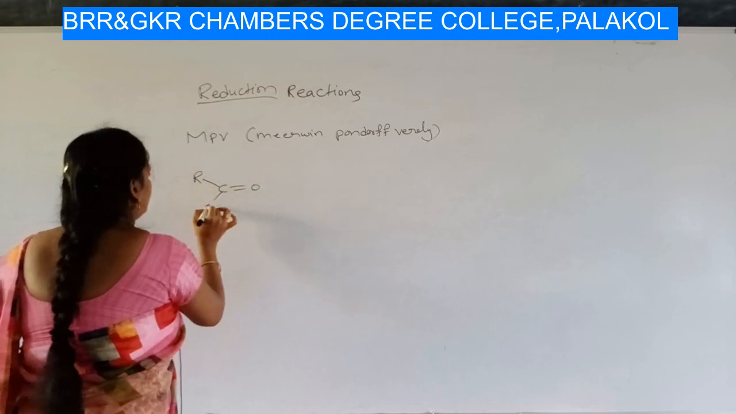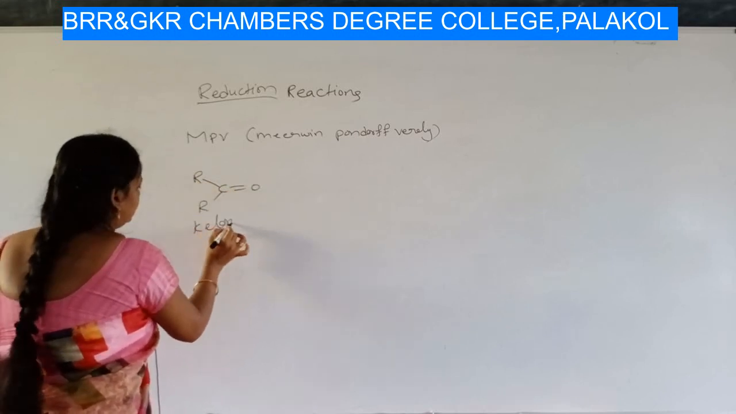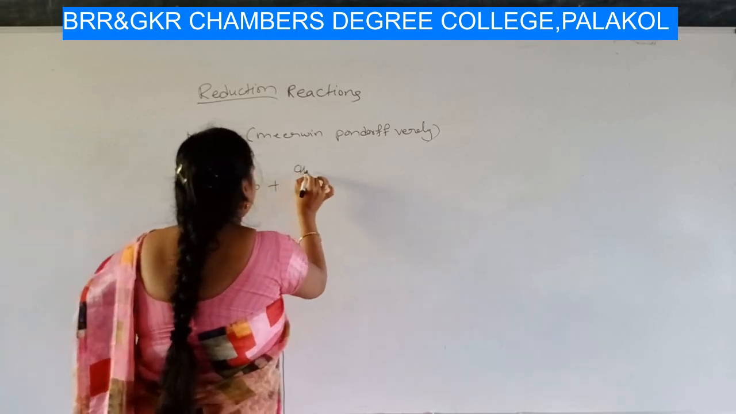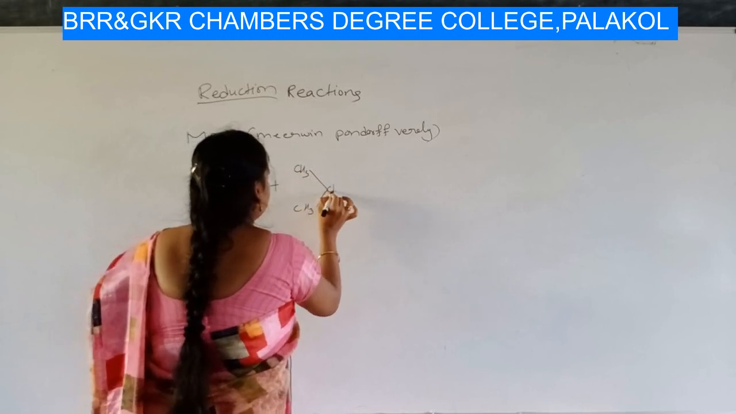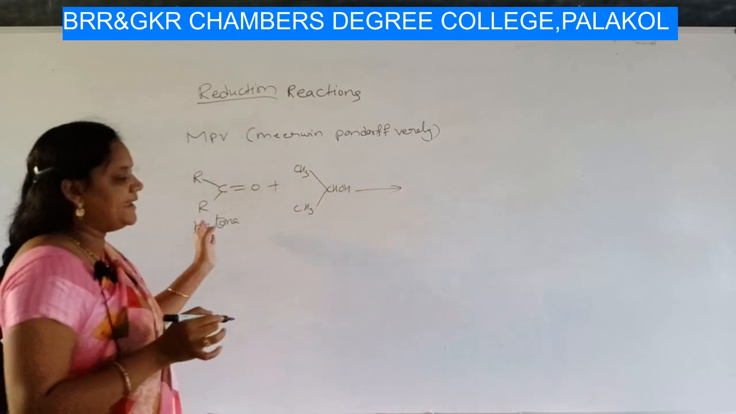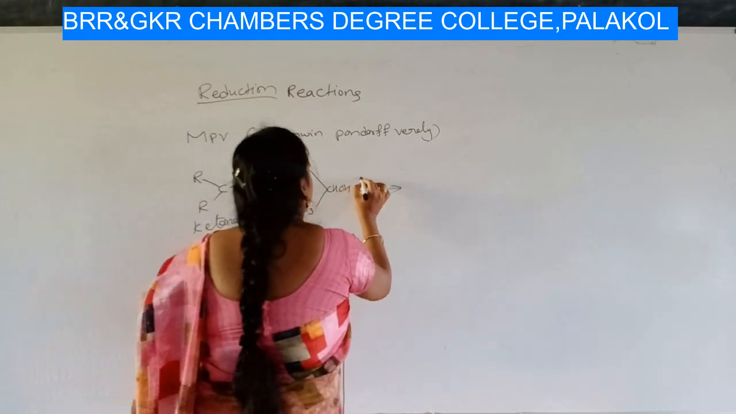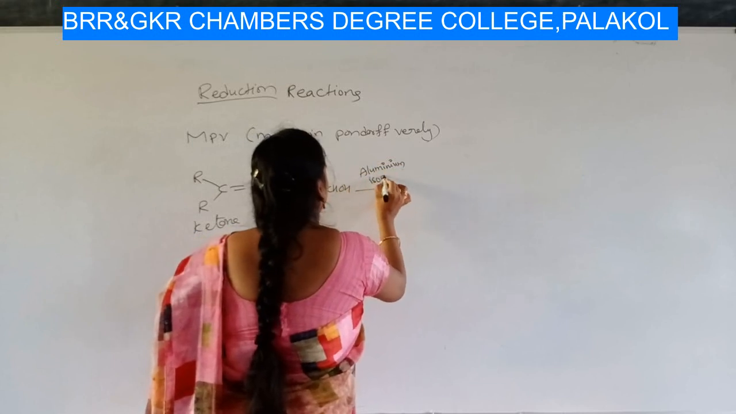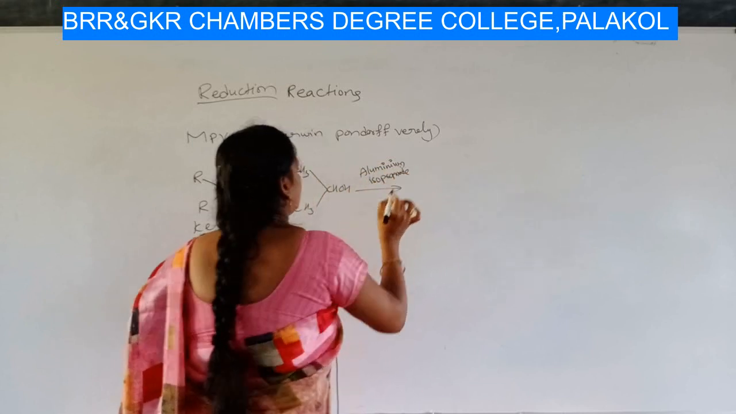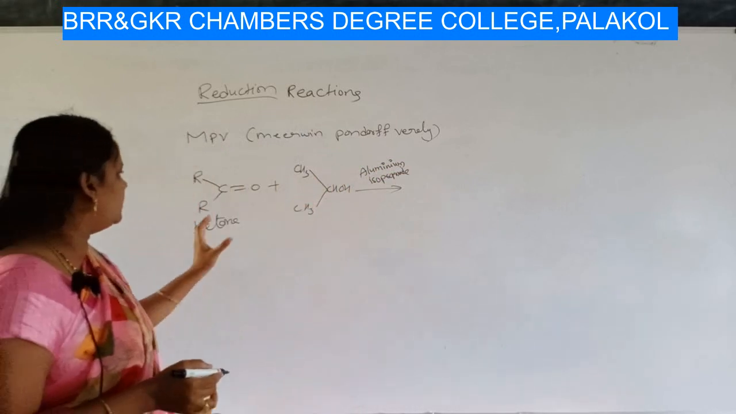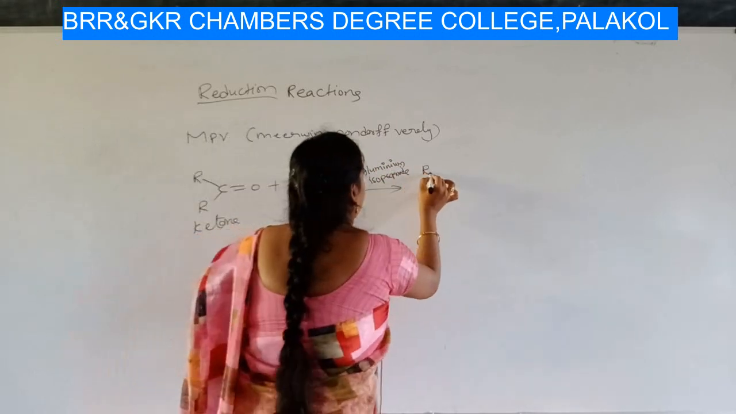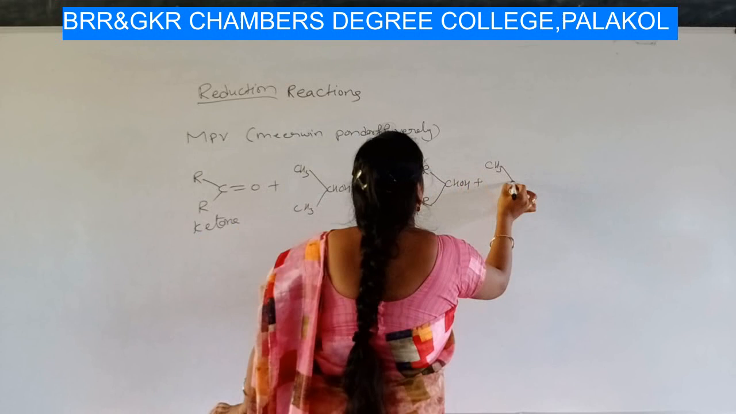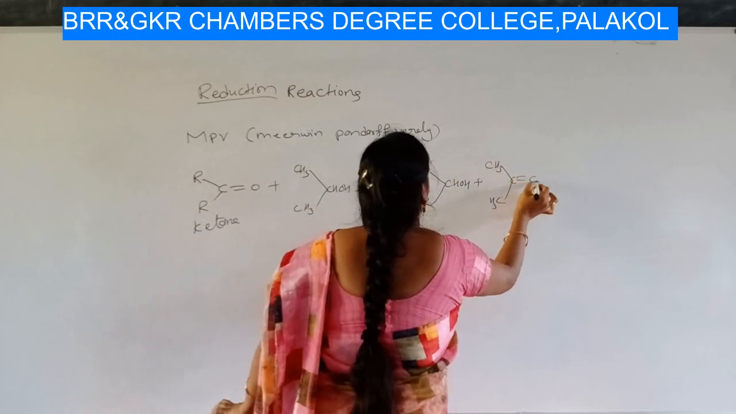R, C double bond O, R. I am taking a ketone, add isopropyl alcohol, CH3, CH3, CHOH. Okay, isopropyl alcohol. What happens in the presence of aluminium isopropoxide? RCHOH R plus CH3, CH3, C double bond O.